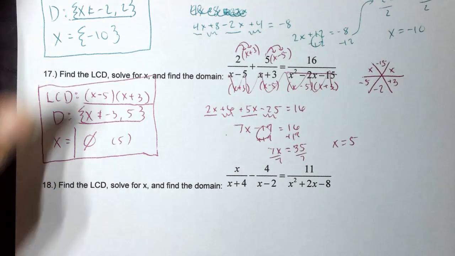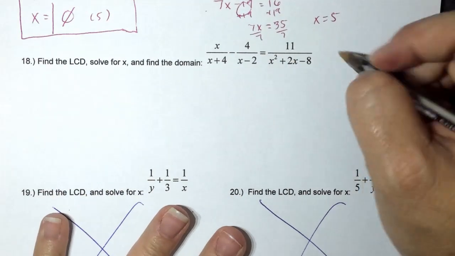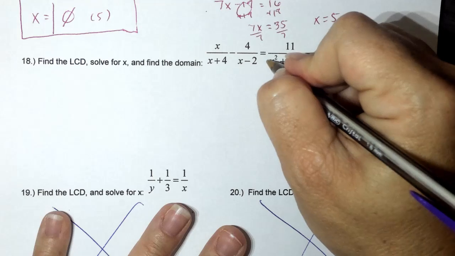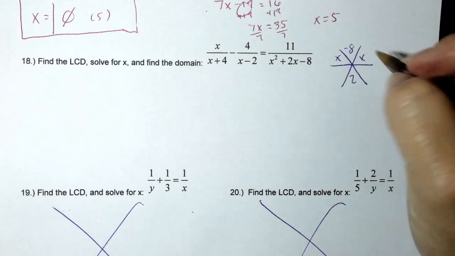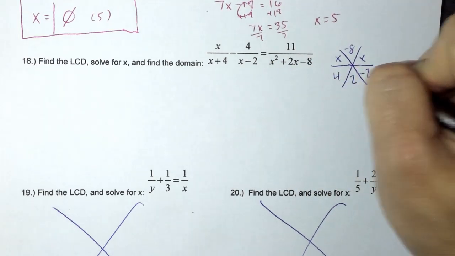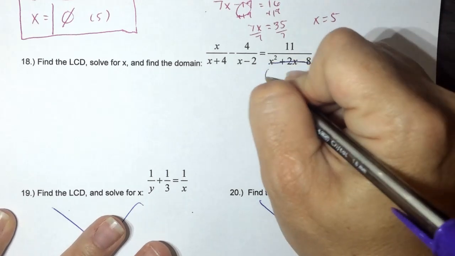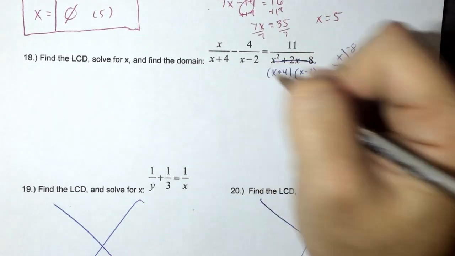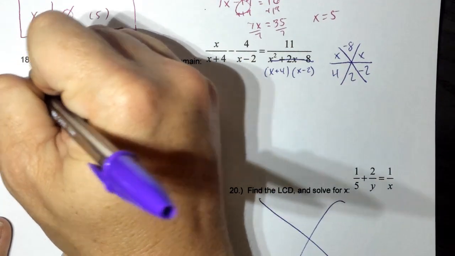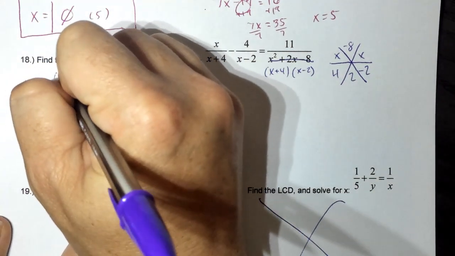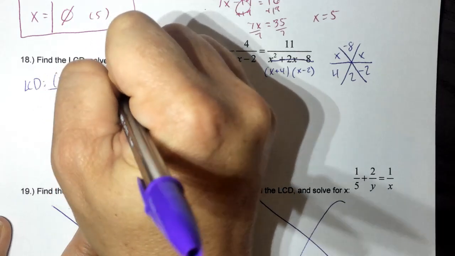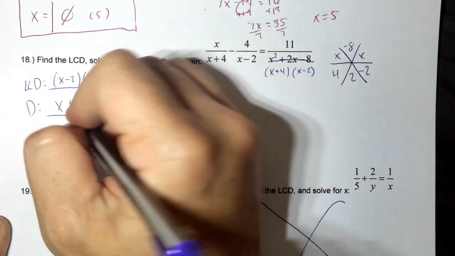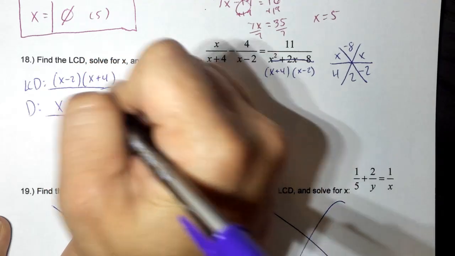Okay, last one. Same concept, we have to factor. So x, b is 2, a times c is negative 8. So that is 4 and negative 2. Okay, so this has the x minus 2, so my LCD is x minus 2, x plus 4. So my domain is x cannot equal negative 4 or positive 2.